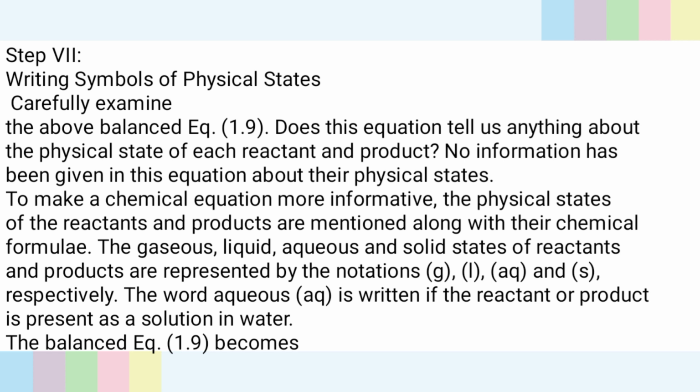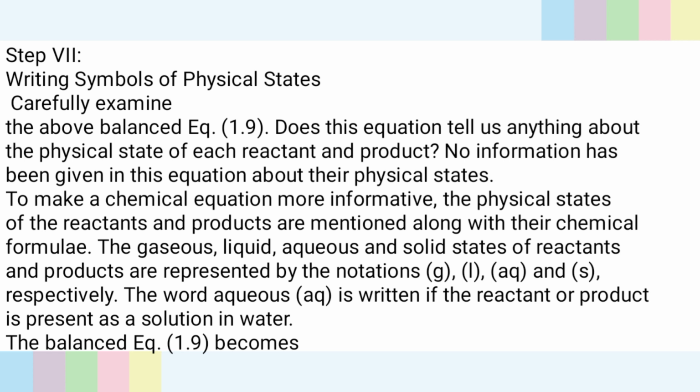L, AQ and S. S is for solid, G is for gaseous, L is for liquid and AQ is for aqueous respectively. The word aqueous is written if the reactant or the product is present as a solution in water. So why do we write this as aqueous, even though aqueous is in the form of liquid? Aqueous is nothing but a solution, a mixture of water and any other compound.